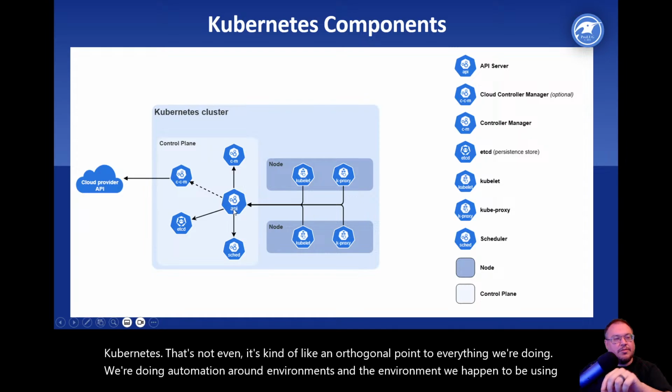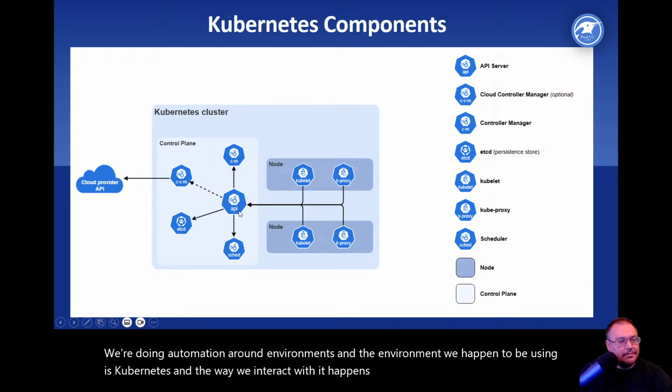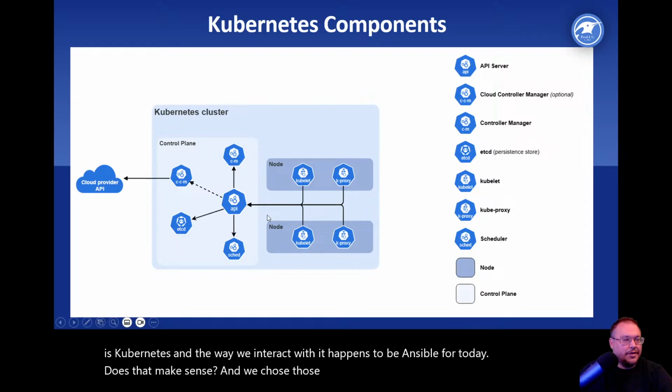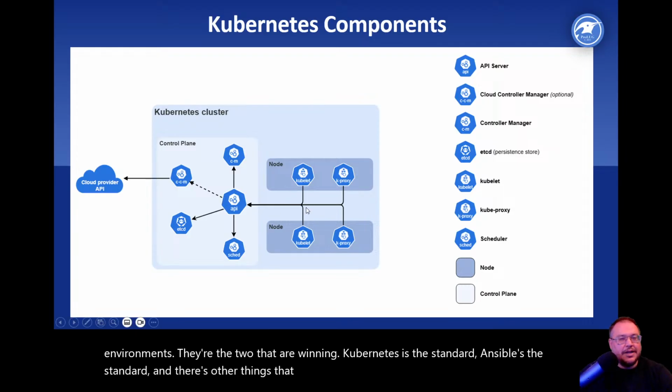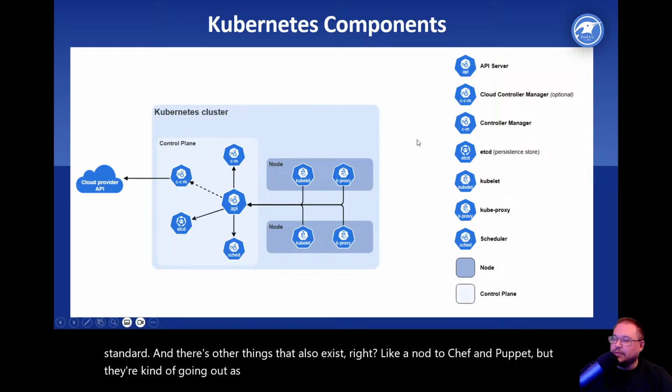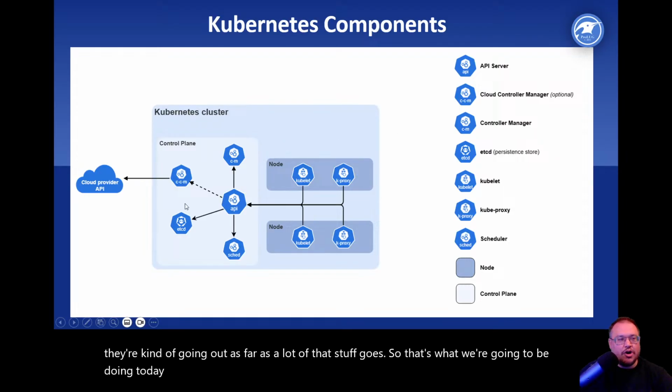And the way we interact with it happens to be Ansible for today. Does that make sense? We chose those two because they're the kings of their environments. They're the two that are winning. Kubernetes is the standard, Ansible's the standard. And there are other things that also exist, like a nod to Chef and Puppet, but they're kind of going out. So that's what we're going to be doing today: running Kubernetes and automating some of it in an Ansible fashion.